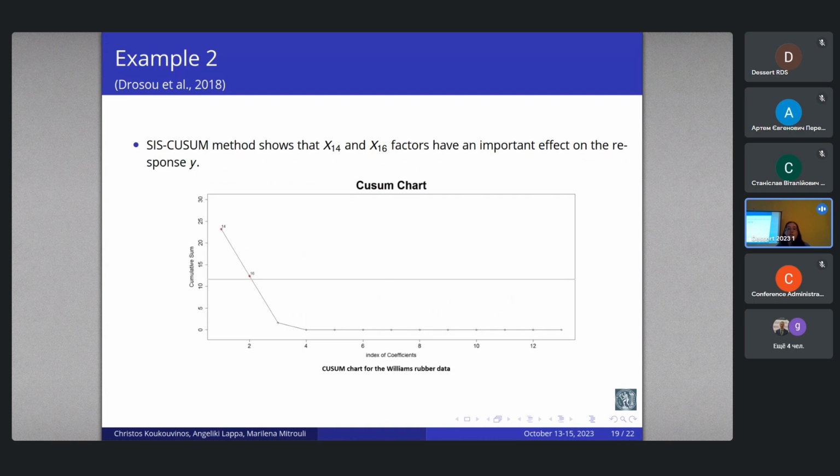Performing the CIS-CUSUM method, the CUSUM chart presented in this slide is the chart that we constructed. We can see that the 14th and 16th factors are important in our experiment, and this is very significant because other methods show that the 14th and 16th factors are important as well.